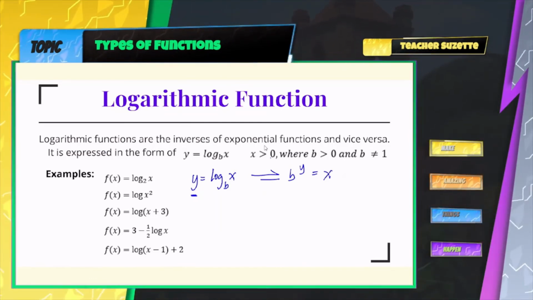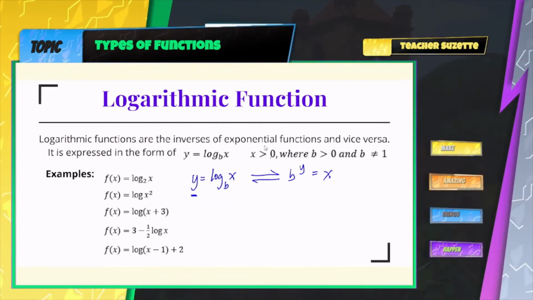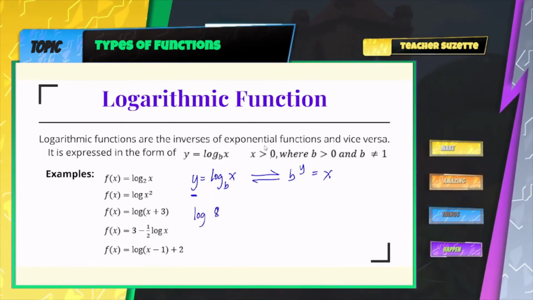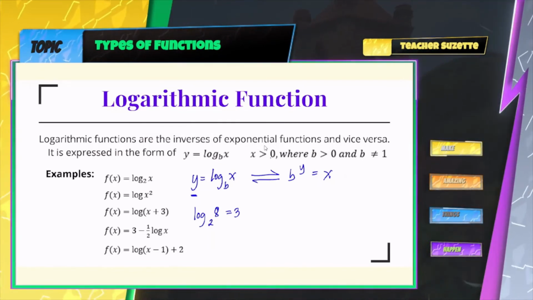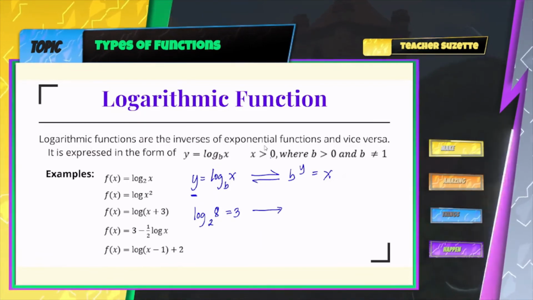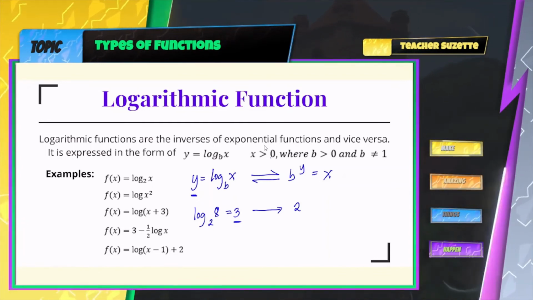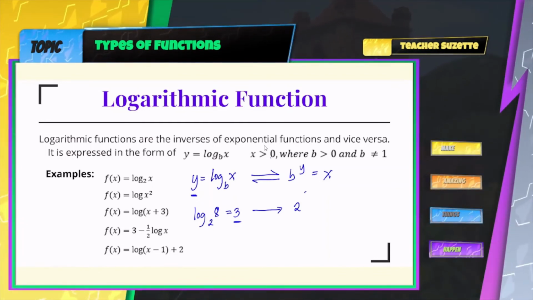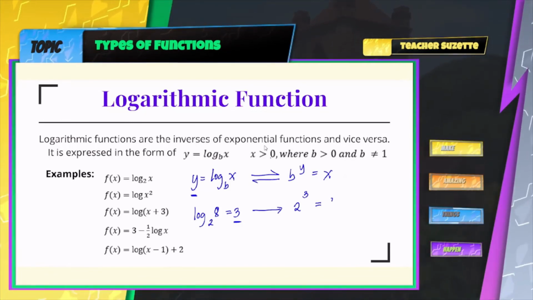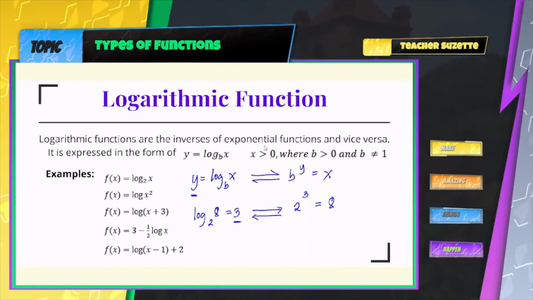You can also rewrite it back from an exponential function to a logarithmic function. Let's say, for example, we have the logarithm of 8 base 2 equal to 3. When we write that as an exponential function, you will have your base 2. Remember, what is solved in a logarithmic function is the exponent. So, our 3 here will be placed as the exponent. And then, it is equal to 8. Then you can also bring it back to the logarithmic function.